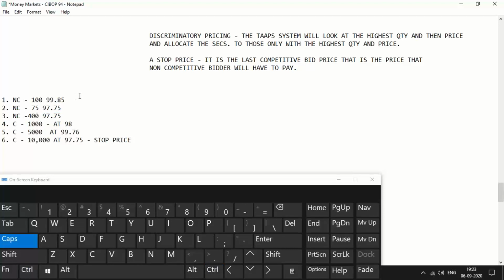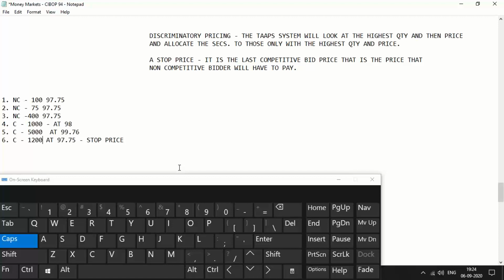Okay. And is it the last price of the highest quantity, or just the last price? No, just the last price. So even if I make this, let's say, 1,200, that's also fine. It's the last competitive bid price.